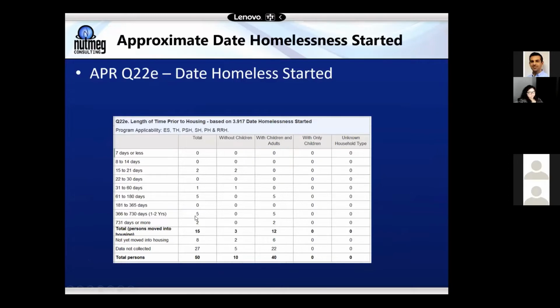So you can look at this table and see how many clients you have who said they were homeless for anywhere from 366 to 730 days prior to your program. You may want to look at those and verify them. The same goes for 731 days of homelessness prior to entry; you might want to verify that as well. And I'll show you that your APR detail will have that data for you.